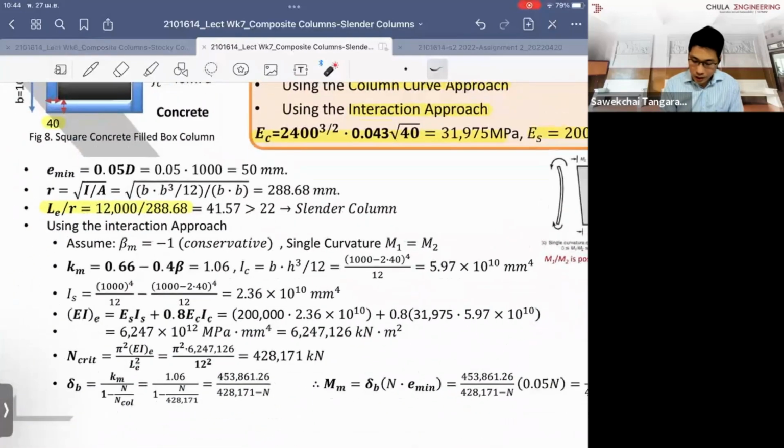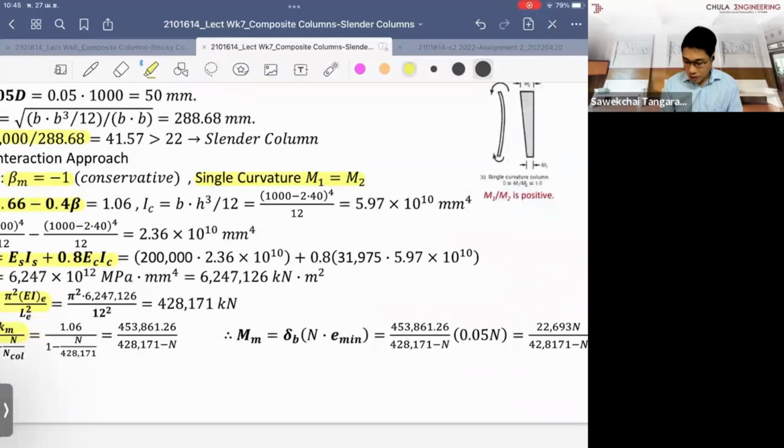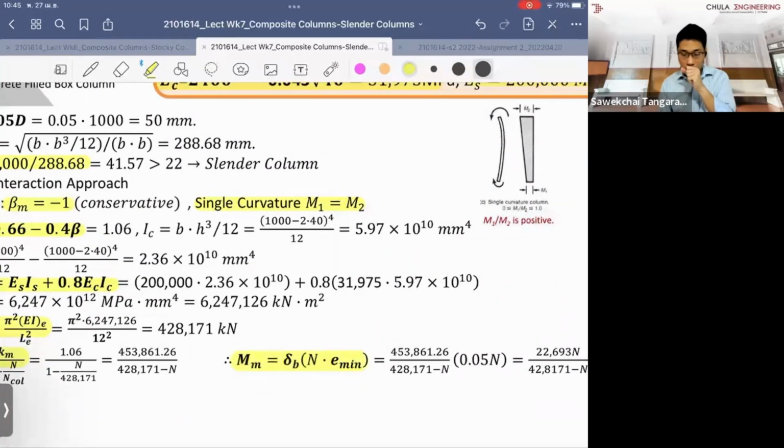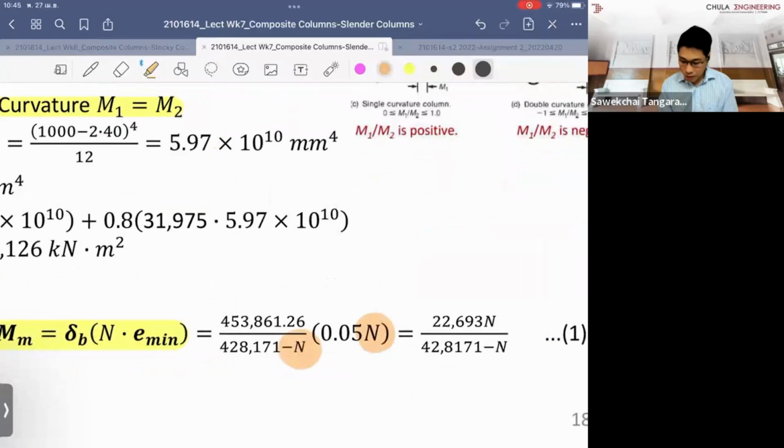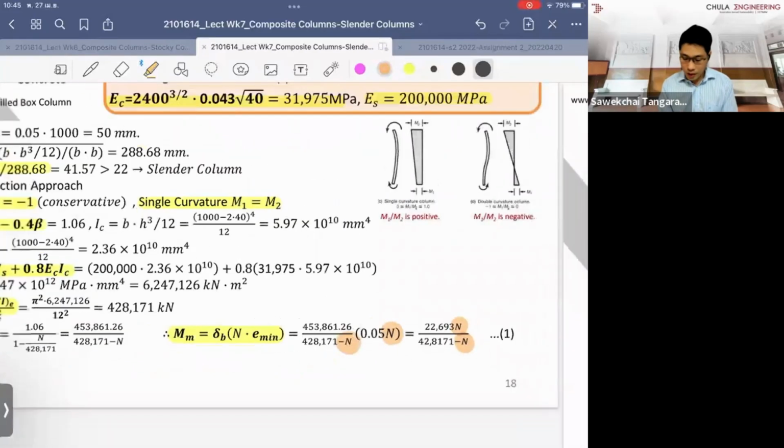They're saying that they assume the beta is quite conservative. This is the single curvature, right? And they assume that M and N are the same. And this is the equation for the Km. The purpose of this is that they want to calculate the delta b. This is very straightforward. And this is the N critical. Then they can write the equation as what I showed you before, the applied moment in terms of the axial force. And you're seeing that in the formulation, they got two of the N values. This is, of course, a nonlinear equation.